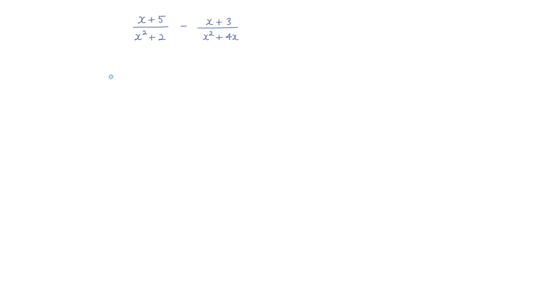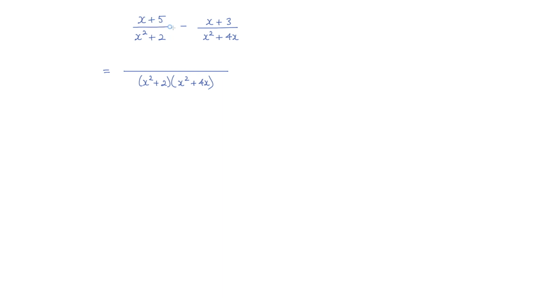On to the last question, and it looks pretty horrible. Lots of x's and x squareds, but if we follow the procedure as before, it should be fairly straightforward. So draw the equals, and then we draw in a nice big vinculum. We're going to multiply the two denominators together. So we've got x squared plus 2, and that's multiplied by x squared plus 4x.